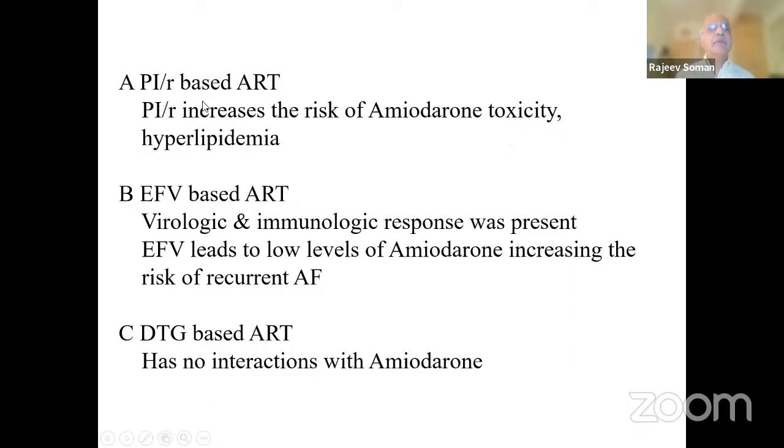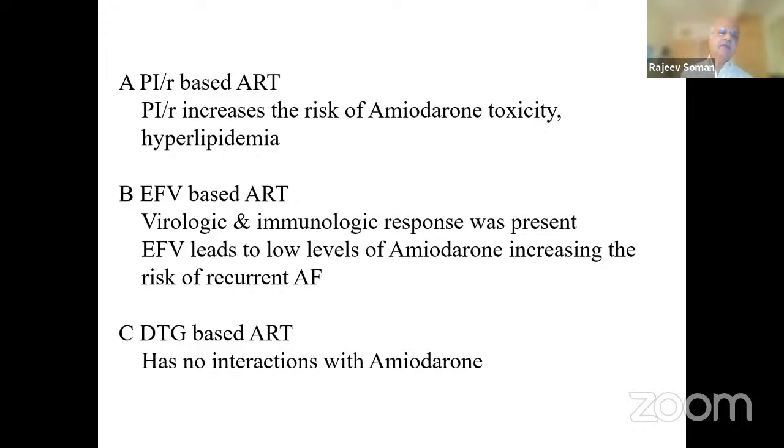So why don't we want the boosted PI-based ART? Because that increases the risk of amiodarone toxicity. Remember, he has recurrent atrial fibrillation and SVT or supraventricular tachycardia, and so he does need the amiodarone. Efavirenz-based ART, efavirenz leads to low levels of amiodarone. And this perhaps may be the reason why he was having refractory SVT, because he was already on efavirenz and somebody was trying to give him amiodarone.